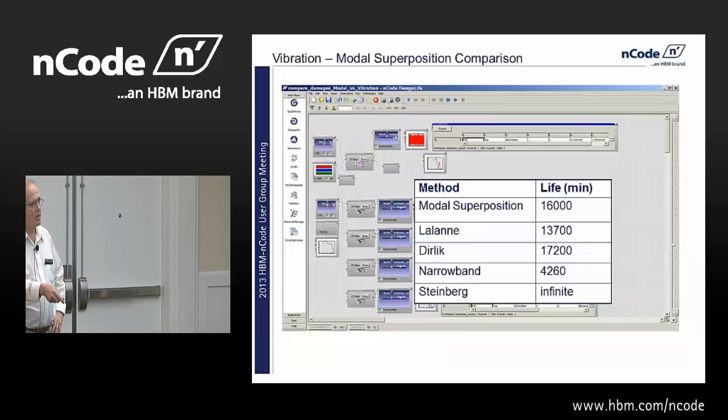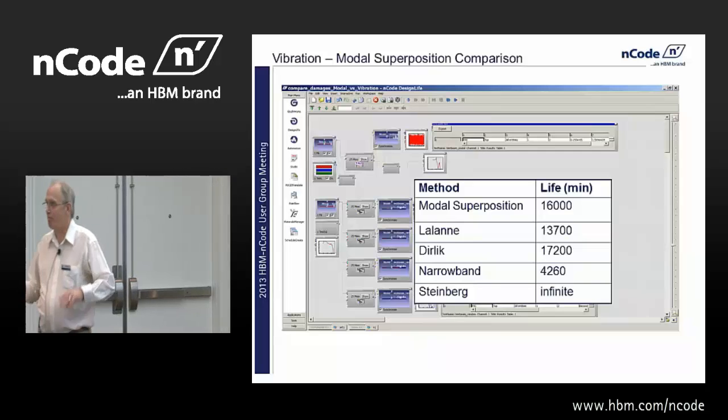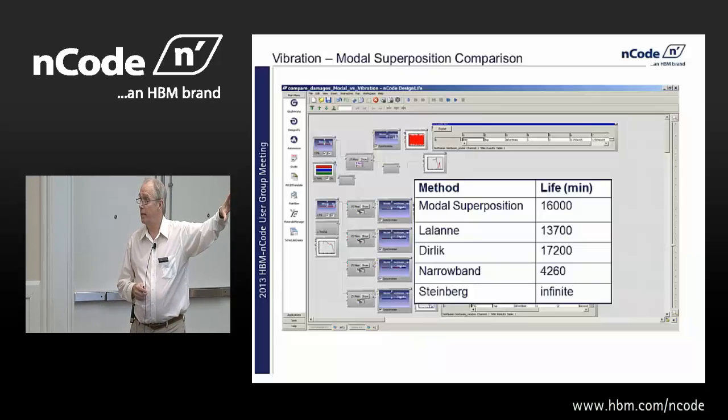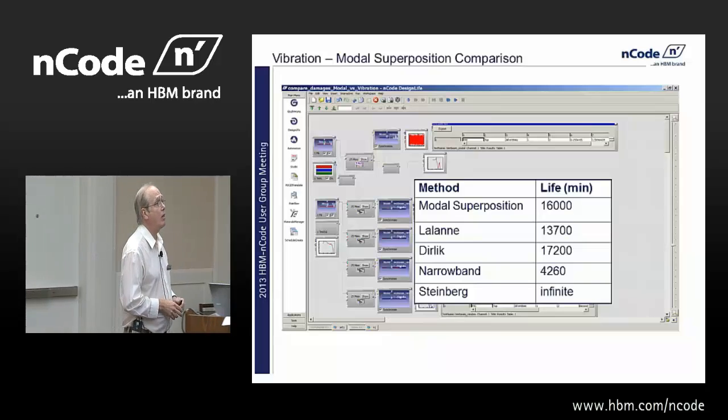And the scary part is Steinberg. It didn't see any damage whatsoever. So you'll see people actually use Steinberg because you almost do Steinberg by hand. But there may be issues there.